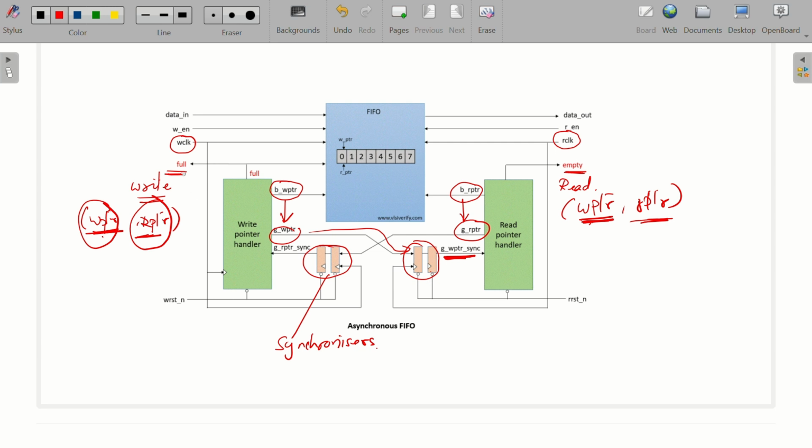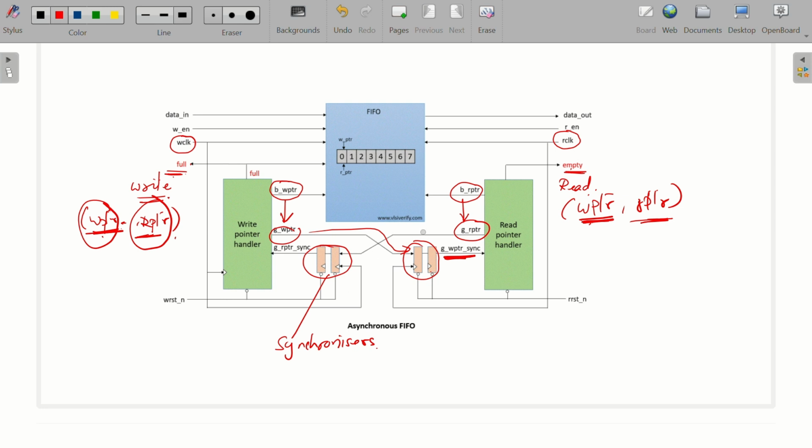Okay, so the main important thing is the full is determined in the write domain, empty is determined in the read domain. For both these flags, I need the write pointer as well as the read pointer. But with respect to the domain, whatever pointer is available, that pointer has to be compared with a pointer in the other domain. So in order to safely pass the pointer from the other domain, we have placed synchronizers in between, and that is how the synchronized pointer is then compared with the pointer of that domain, and then the flag is determined whether it is full or empty. Okay, I hope this architecture is clear.